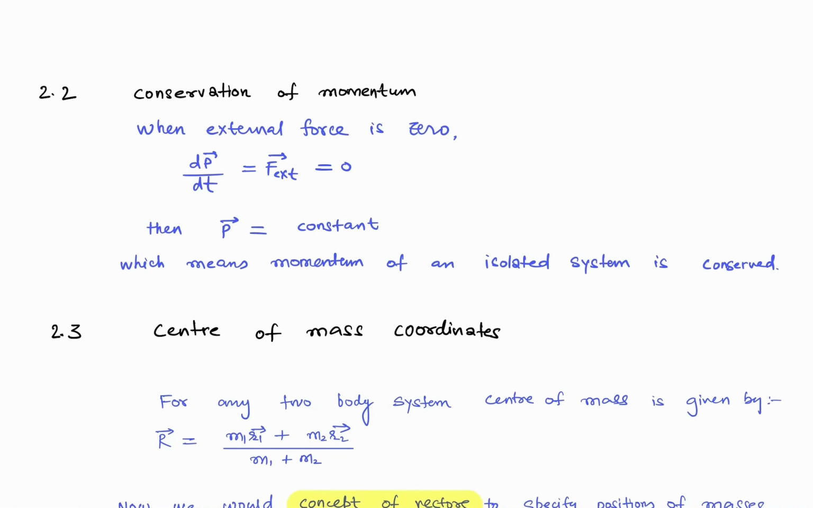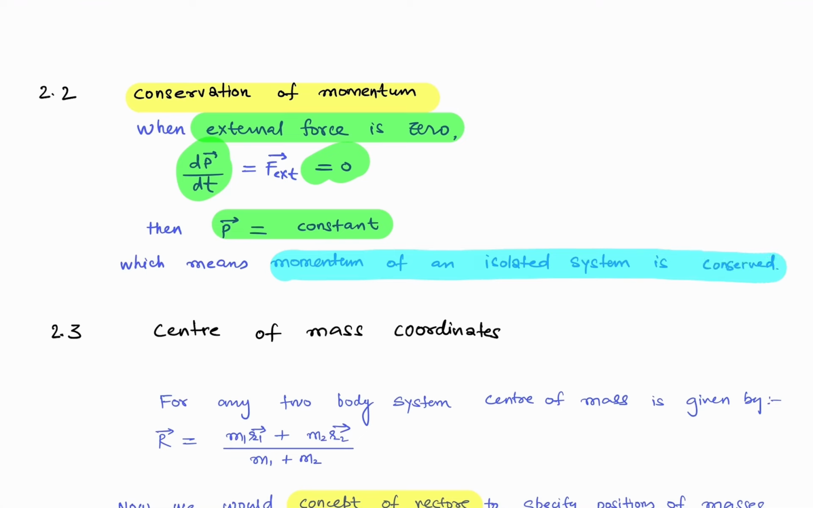Now, if we know that when there is no external force, then our equation, the rate of change of momentum, is 0. And when someone's differentiation is 0, that quantity is actually constant mathematically. That means momentum of the system is constant. This is what we call conservation of momentum. When there is no external force, the momentum is conserved. That means it doesn't change, which means momentum of an isolated system is conserved.